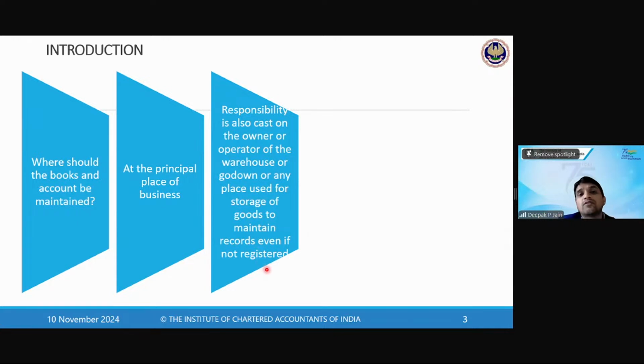So if you keep your goods at a warehouse and the warehouse owner is not registered, he cannot wash away his hands saying, no, I don't know whose books and whose documents are here. He will have to keep the records of the person whose books or documents are kept with him. So the warehouse owner's responsibility is multifold. पहले तो वो जगह दे रहा है, जगह देने के साथ साथ उसको वहां के records को maintain करना पड़ेगा.